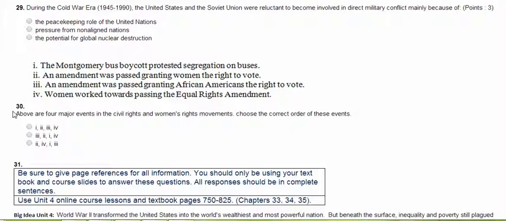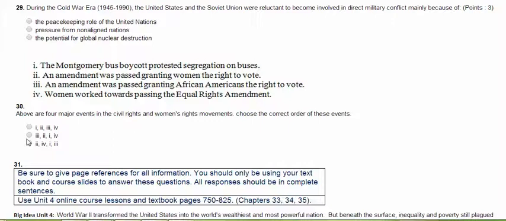Number 30, above are 4 major events in the civil rights movement and women's rights movement. Choose the correct order of these events. The first event is the Montgomery bus boycott protested segregation on buses. Second, an amendment was passed granting women the right to vote. The third, an amendment was passed granting African Americans the right to vote. And the fourth, women worked towards passing the Equal Rights Amendment.